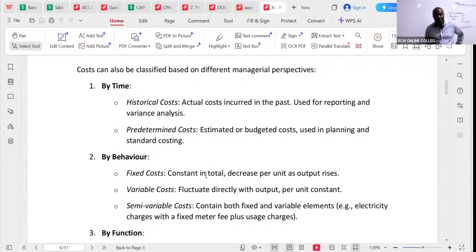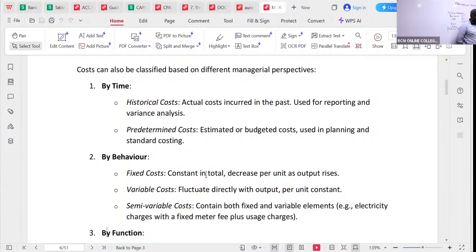Behavioral classification, we have fixed costs. They behave in a funny way. The goods produced are increasing by the day, but fixed costs remain constant. That's funny behavior. So fixed costs are constant in total. Leave alone that they decrease, they are constant in total. Always constant. That is fixed cost.